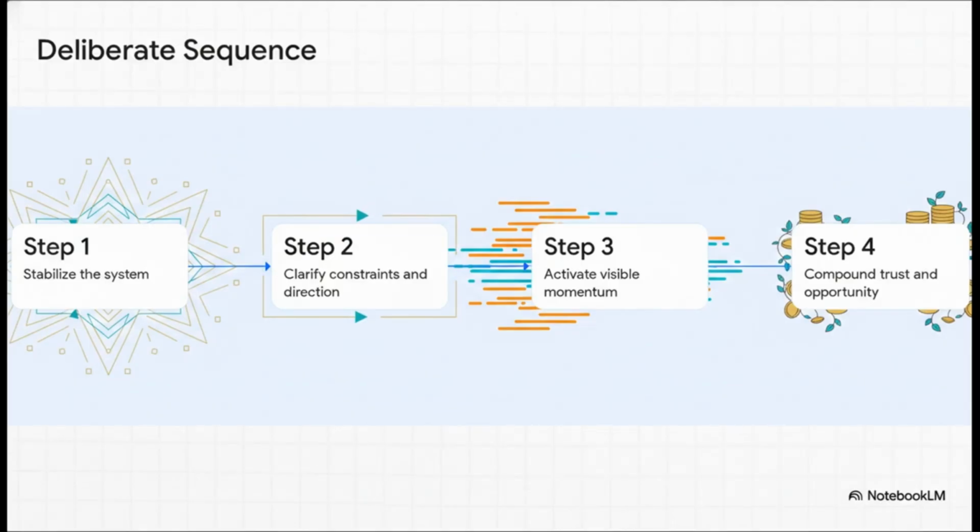Okay, this is absolutely crucial to understanding the design. What you're seeing here isn't a to-do list for the user. This is the system's internal sequence, its core logic. Step one is always to stabilize the system, establish a baseline. Then, and only then, does it move to clarify constraints and direction. After that foundation is set, it activates visible momentum. And finally, it compounds trust and opportunity. The sequence is non-negotiable. You can't jump to step three. The whole architecture depends on this deliberate, phased approach.